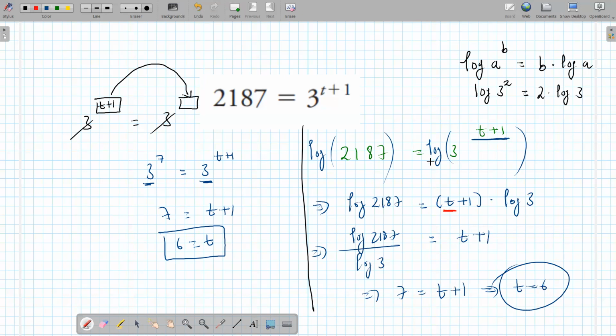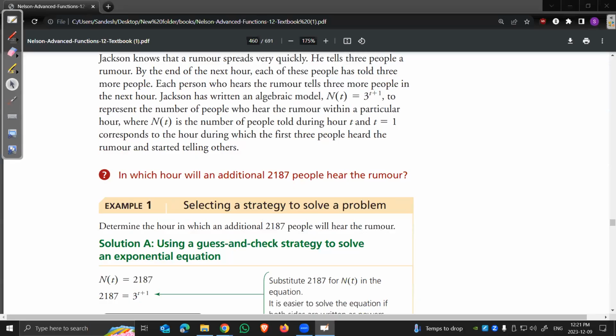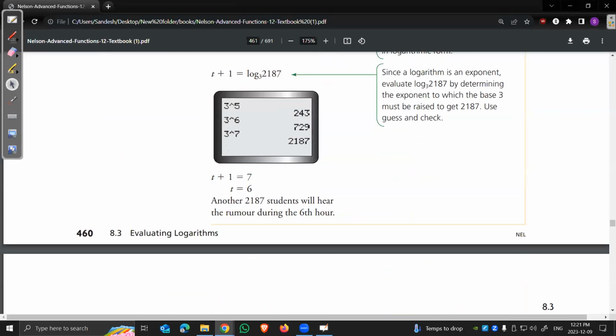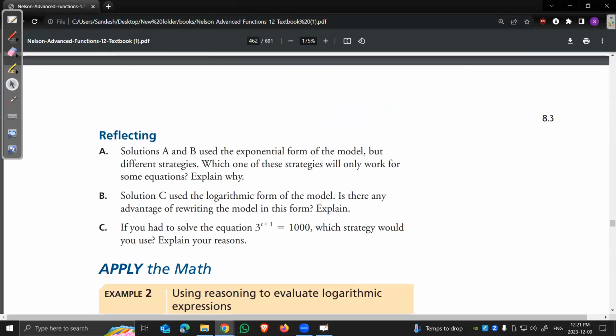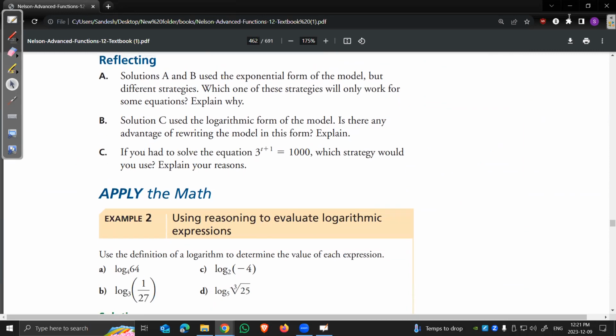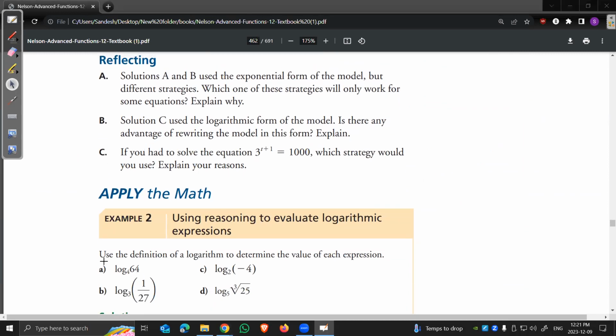So this is how you would solve it if you can't write this number in terms of 3 to the power of something. And more often than not, you won't be able to write it. So this is the way to go. Does that make sense?